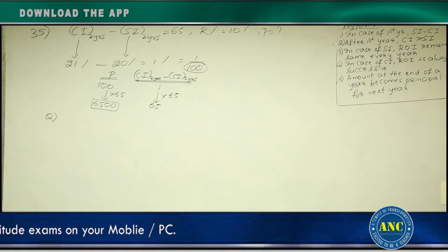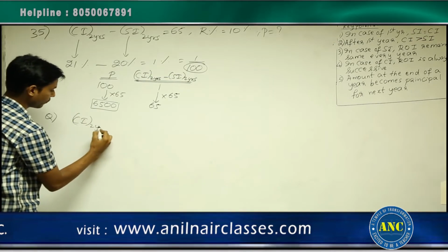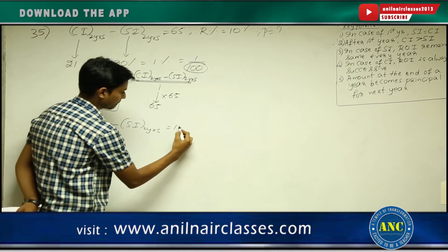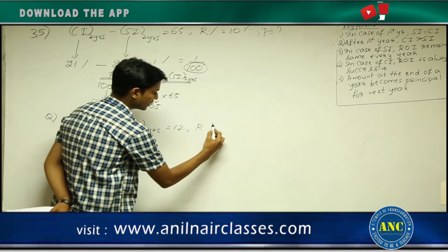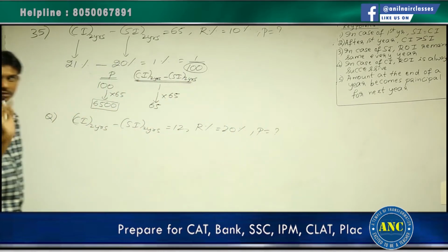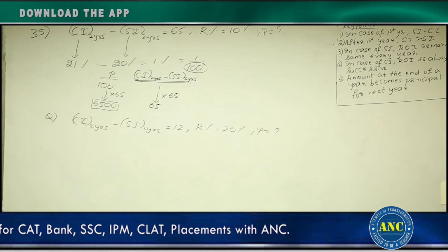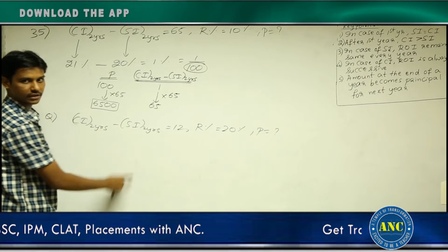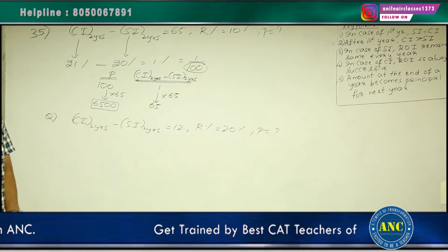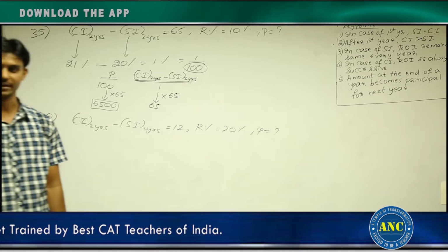Hold on. Please see here. Don't write. Just answer this question orally. Don't use pen. Compound interest for 2 years minus simple interest for 2 years is 12. Rate of interest is 20%. Find the principal. Answer it orally. 20% for 2 years, 44%. 44% minus 40%, 4%. 4 by 100. If I take 100, I will give you 4. But I should give you 12. 4 into 3 = 12. 100 into 3 = 300.